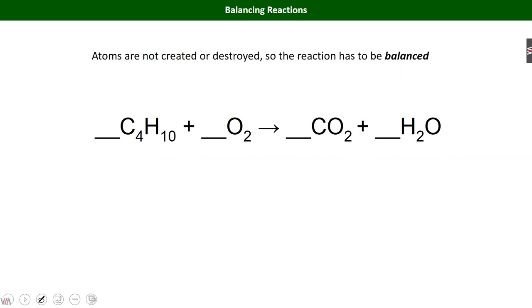So if we can't change the formula for CO2, how do we get 4 carbons? 4 CO2s. Every CO2 has one carbon, right? So if I have 4 CO2s, I used up all 4 of my carbons. Seems obvious enough, right? Now I have more oxygens, because that means I have 4 times 2 oxygens now, just from CO2.